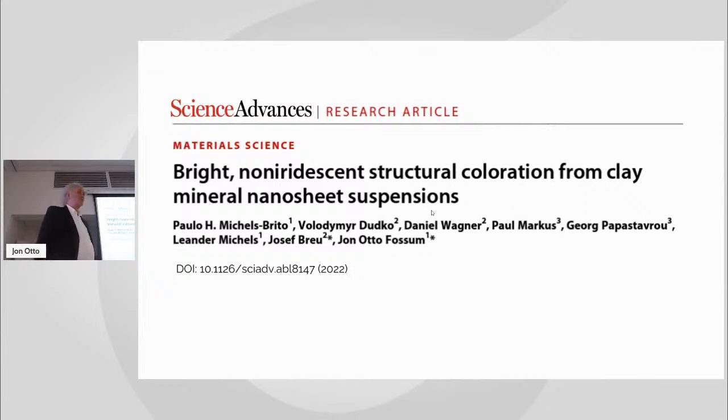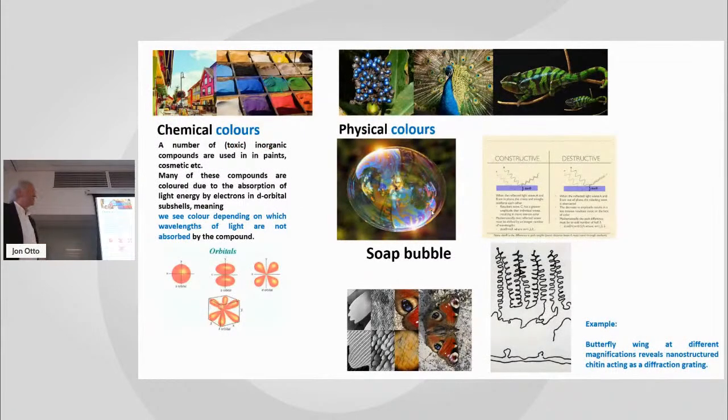Now I'm going to talk about something completely different. That was what I wanted to say about CO2. It looks completely different, but it's not. So now I'm going to talk about colors instead of CO2. Maybe people are surprised that I suddenly talk about colors instead of CO2, but we will see. There are two kinds of colors in the world: the chemical colors and the physical colors.